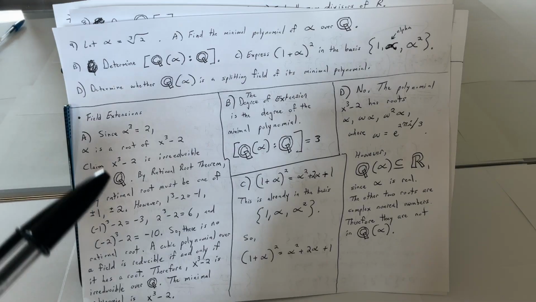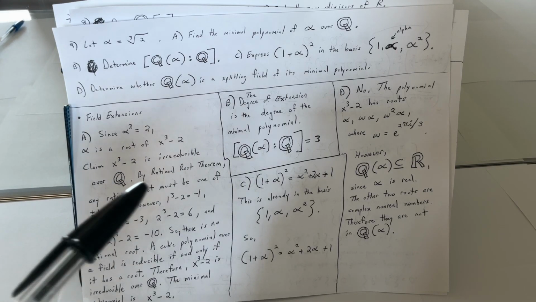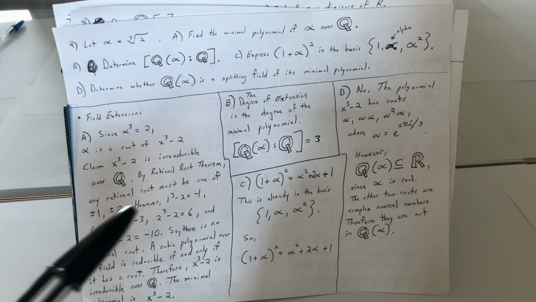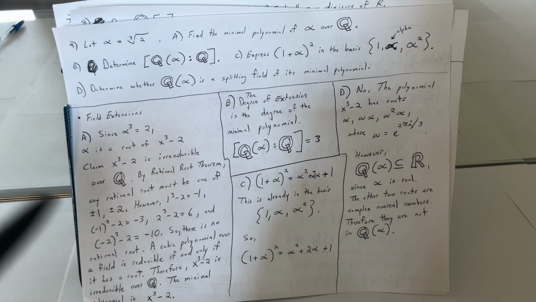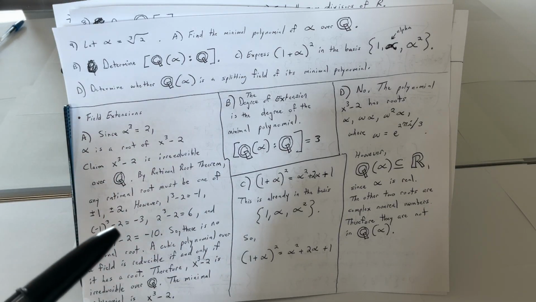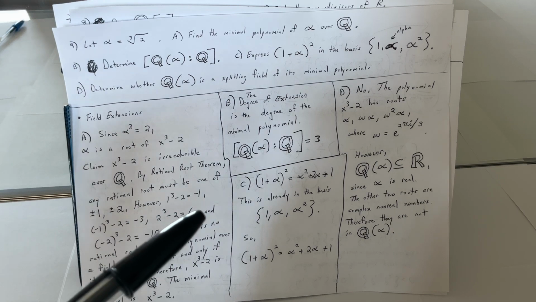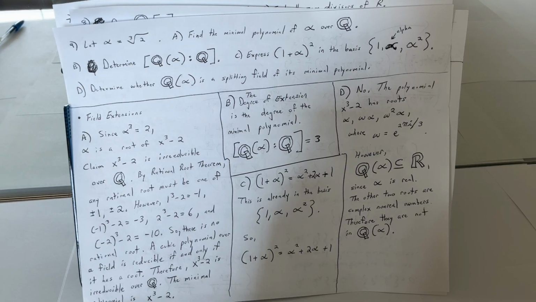We claim x cubed minus 2 is irreducible over Q, and by the rational root theorem, any rational root must be one of plus or minus 1, plus or minus 2. However, 1 cubed minus 2 is negative 1, negative 1 cubed minus 2 is negative 3, 2 cubed minus 2 is 6, and negative 2 cubed minus 2 is negative 10. So there is no rational root.